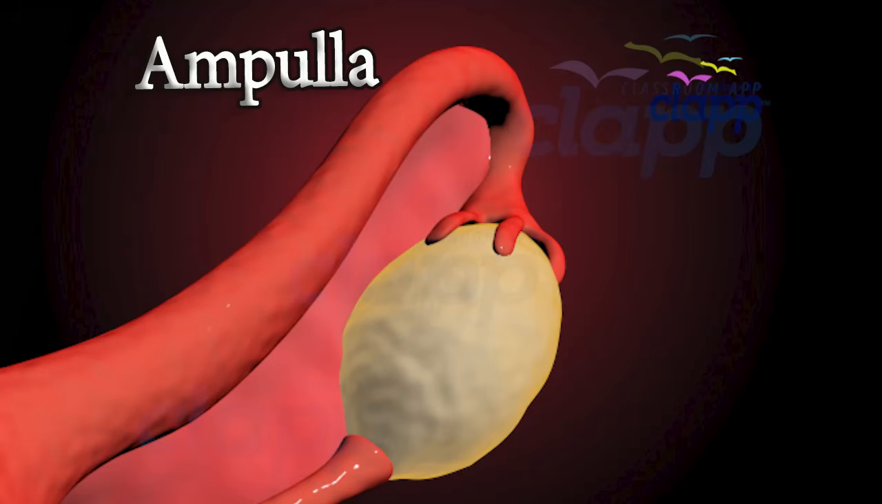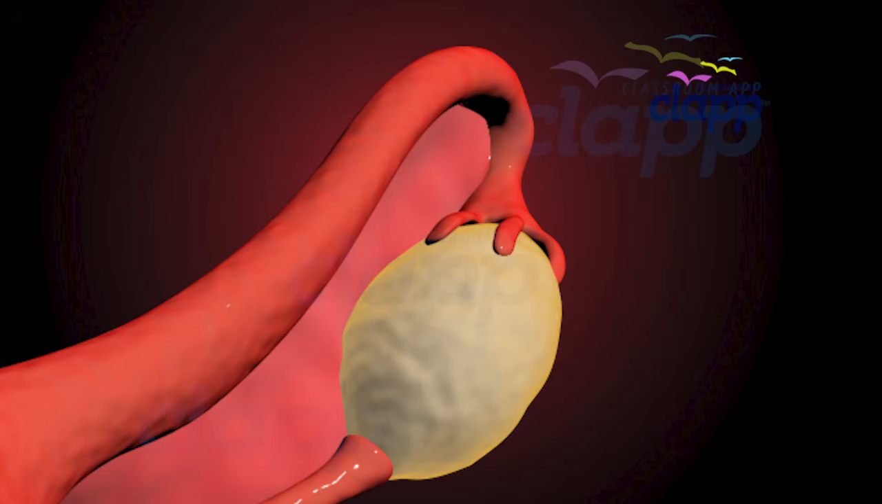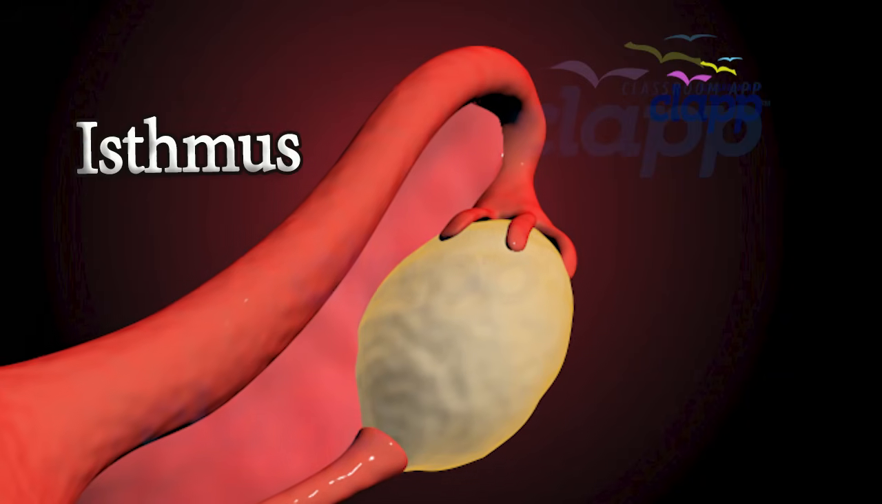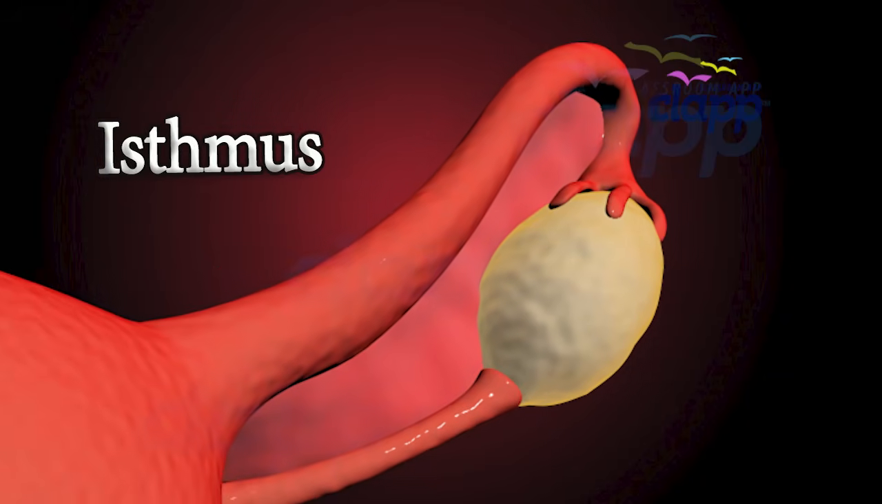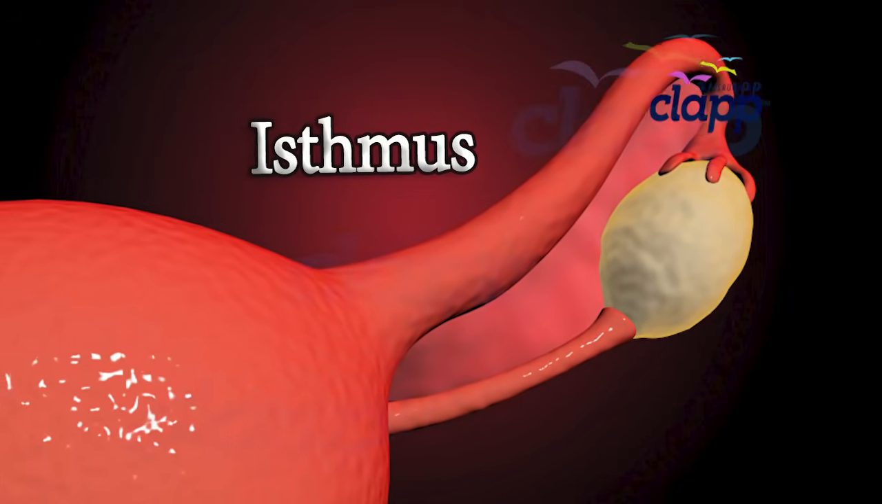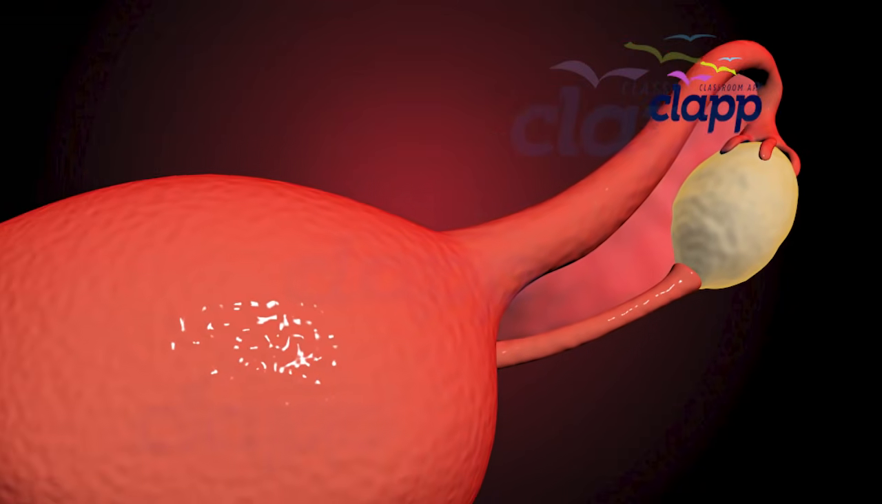Ampulla is the wider part of the oviduct next to the infundibulum. It is lined by ciliated epithelium. Isthmus is the short, narrow, and straight part that follows the ampulla and connects with the uterus.